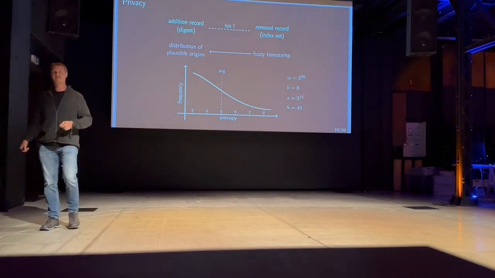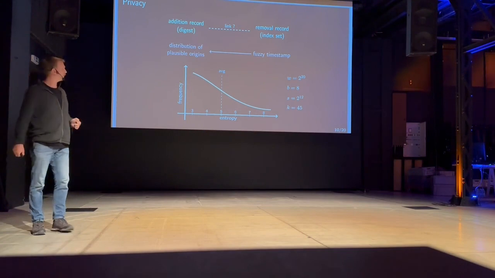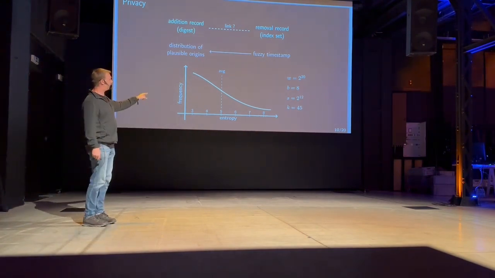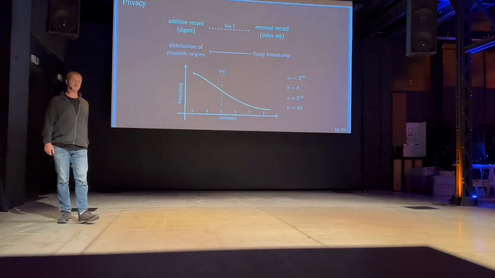Here's a question. Yeah, you said W is the window size, V is the batch size. What's S and K? S is the step size, and K is the number of bit indices coming out of the hash function.